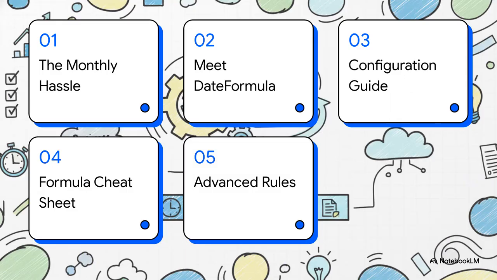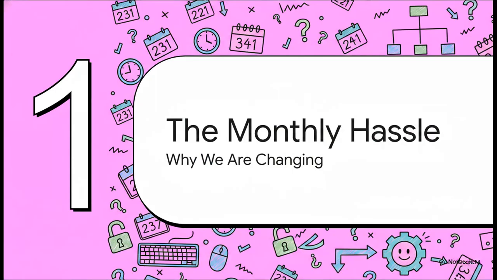Here's the roadmap for our explainer today. First, we'll look at the monthly hassle we're all too familiar with. Then, we'll meet the date formula solution, walk through a step-by-step configuration, give you a handy formula cheat sheet, and finally, wrap up with some advanced rules and mixing. Let's get to it. Section 1.